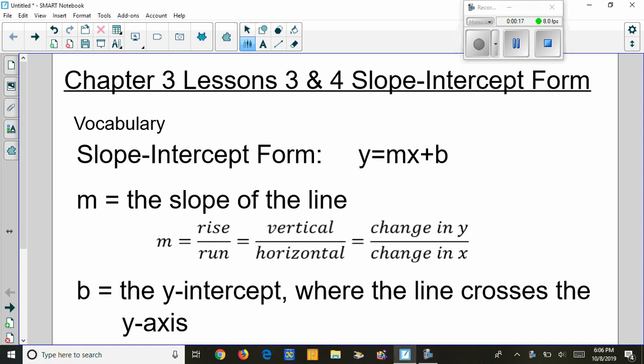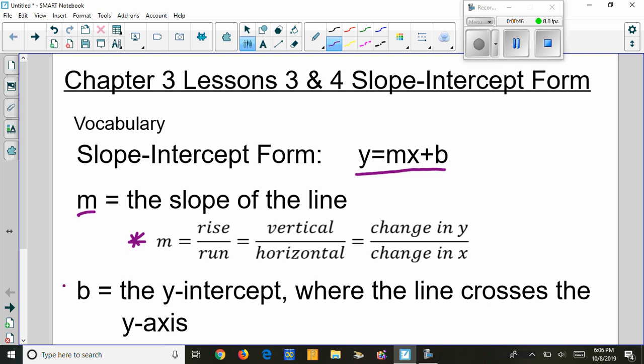That is this y equals mx plus b. The parts that we need to know for that are the m and the b. Y and x are always going to stay y and x. But we're going to be looking for the number that's in place of m, which is our slope. And you can see here, this is what we know about slope so far.